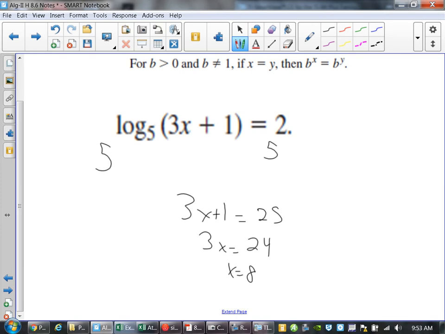So check it. 3 times 8 plus 1 is 25. Log base 5 of 25, well, that's log base 5 of 5 squared, which would be 2. A lot of these things, when you have integer values, are really easy to check. Plus you've got a calculator, unless I take it away from you.